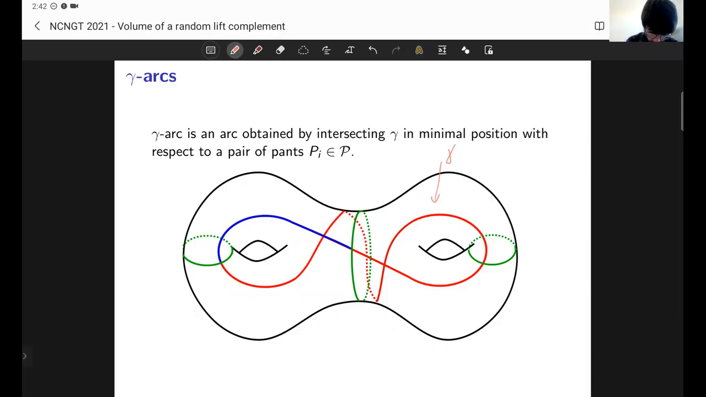And here's one pair of bands, let's say P1, and here's the other pair of bands, let's say P2. This curve gamma intersects one of the pairs of bands in a gamma arc. A gamma arc of this curve gamma would be this blue gamma arc that goes from this boundary component of this pair of bands P1 to this other boundary component of this pair of bands P1. That's what a gamma arc is.